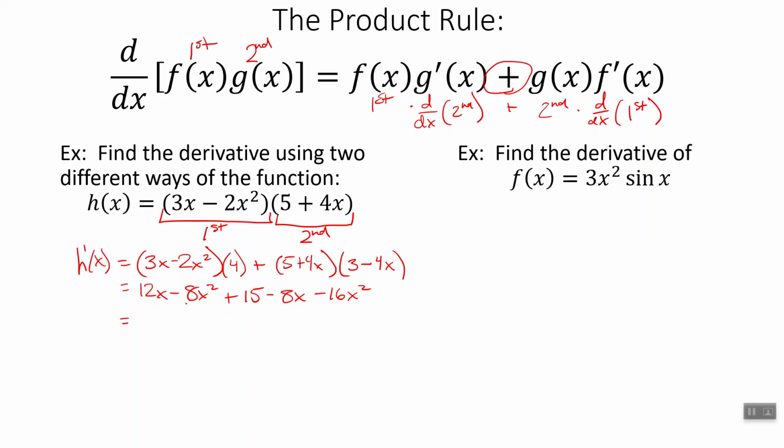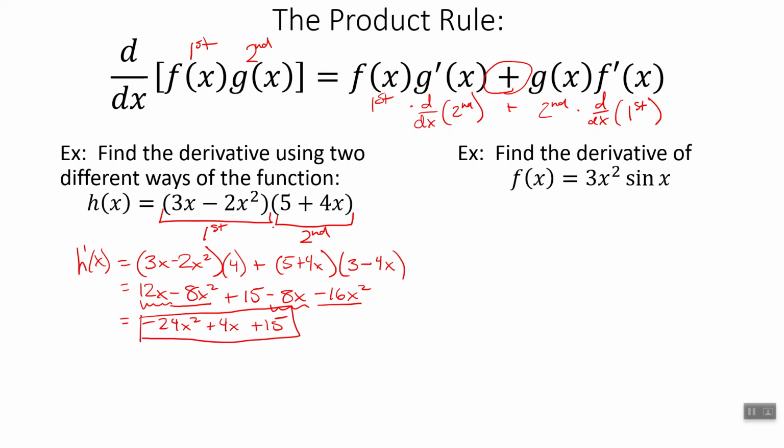And then we're looking to combine some like terms. So we'll start with these x squareds. We've got negative 8 of them and negative 16. So that's negative 24x squared. Next, we've got 12x and a minus 8x. So 12 minus 8 gives us 4. So we get 4x's. And finally, all that's left is a plus 15. So that's doing it one way. So that's doing the product rule.